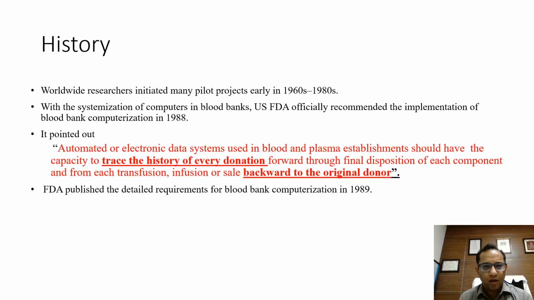So history-wise, worldwide, researchers had initiated many pilot projects in the 1960s to 1980s. With the systemization of computers in blood banks, the US FDA officially recommended the implementation of blood bank computerization in 1988. What they pointed out was that automated or electronic data systems used in blood and plasma establishments should have the capacity to trace the history of every donation forward through the final disposition of each component, and from each transfusion, infusion or sale backward to the original donors.